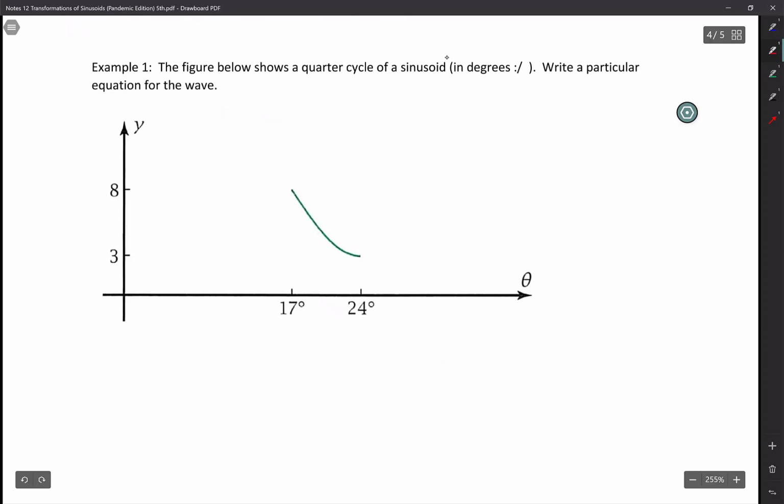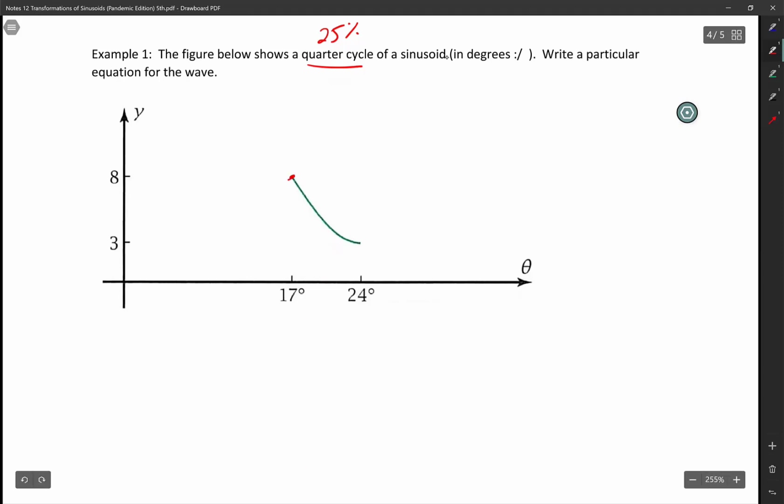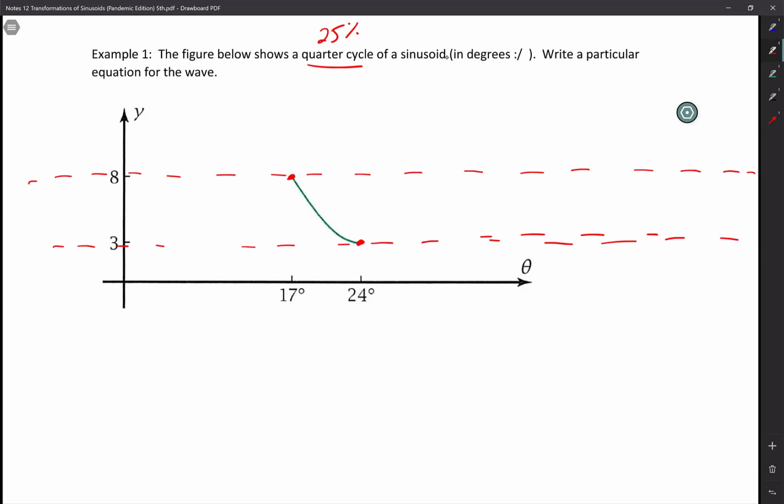It says the figure below shows a quarter of a cycle. So this is 25%, guys, in degrees. Write a particular equation of the wave. All right, I want to see this wave. This has to be a point of inflection. This has to be a min. And then this is a midline. That's 25%. What is this gap? 7 degrees.